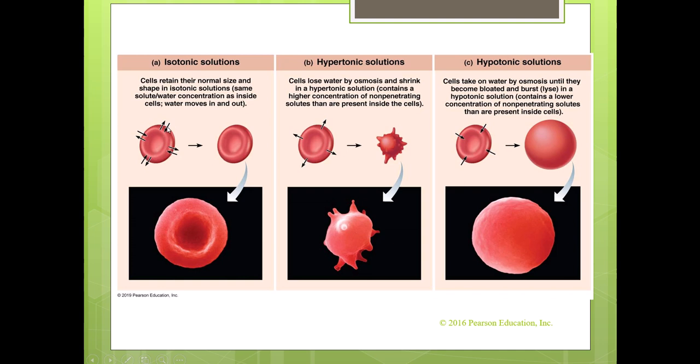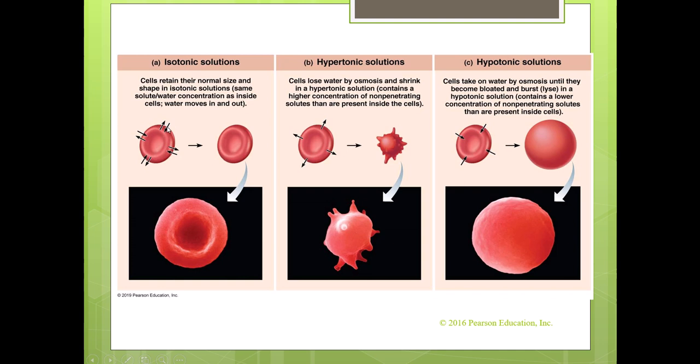of its size. If you place an animal cell in a hypertonic solution, a solution that has a higher solute concentration than the cell, the water moves out of the cell to that higher concentration of the fluid, and the cell will shrink or crenate.